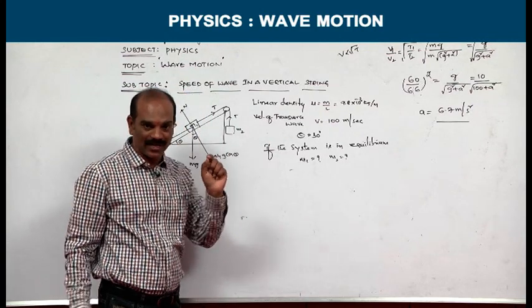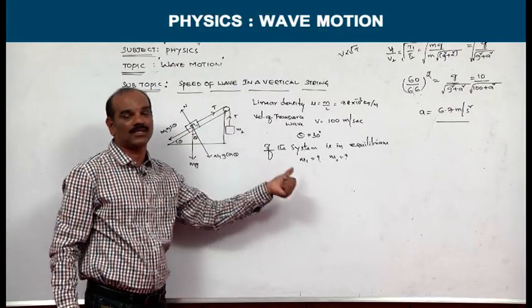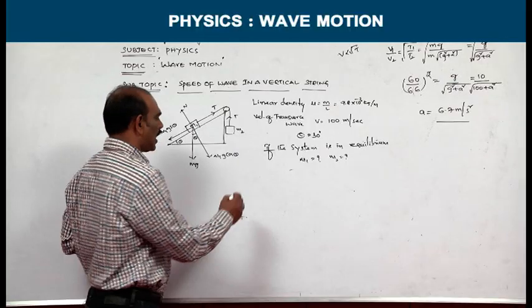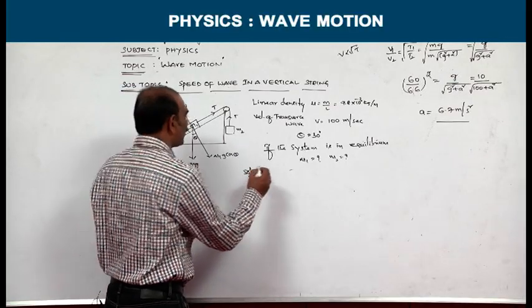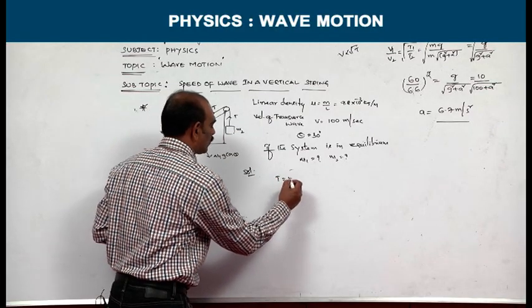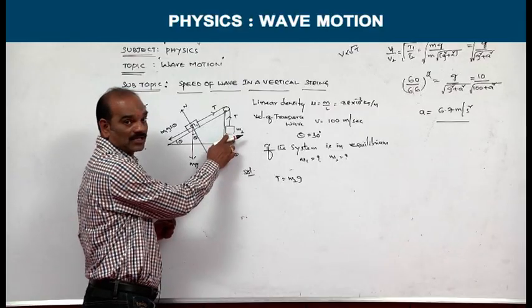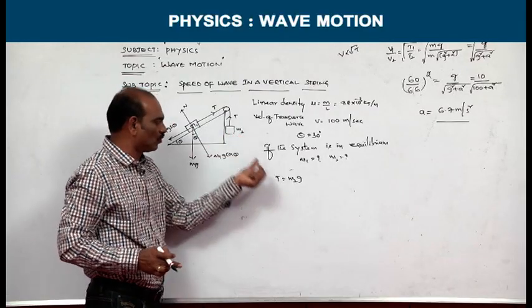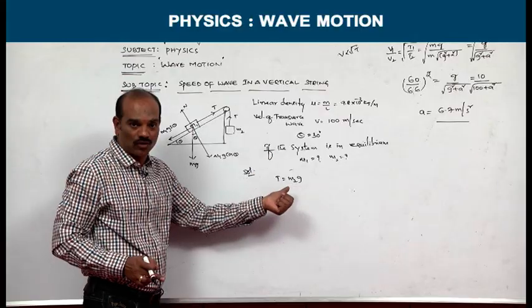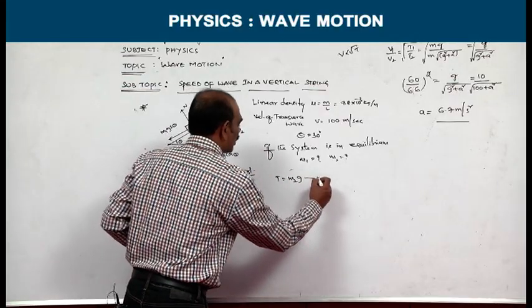Now the question is, if the system is in equilibrium, find the masses of the two bodies. If the system is in equilibrium, T is equivalent to m2g, because there are only two forces acting on the block of mass m2. The weight of the block m2, which is m2g acting downward, is balanced by the tension in the string. This is equation 1.